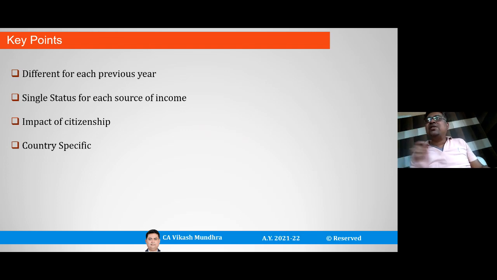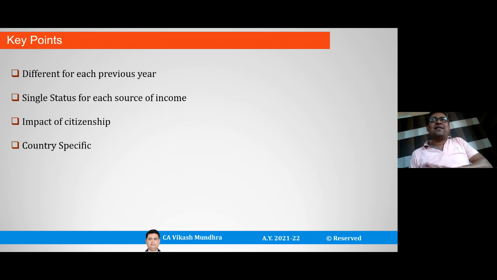It is not like that if you are determined resident once, then you are always a resident. This concept is not applicable. You need to determine residential status of each and every person for each and every previous year. Single status for each source of income. What does it mean? Suppose an individual is a resident for salary income, then he will be considered a resident in India for all other sources of income. He cannot say that I am resident for salary income, but I am non-resident for my other sources of income. It is not true. If he is a resident for one source of income, then he is a resident for all types of sources of income.